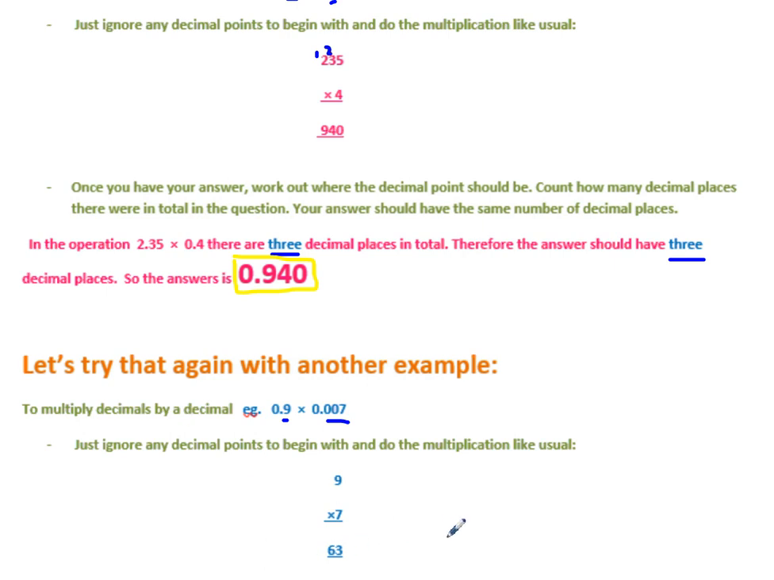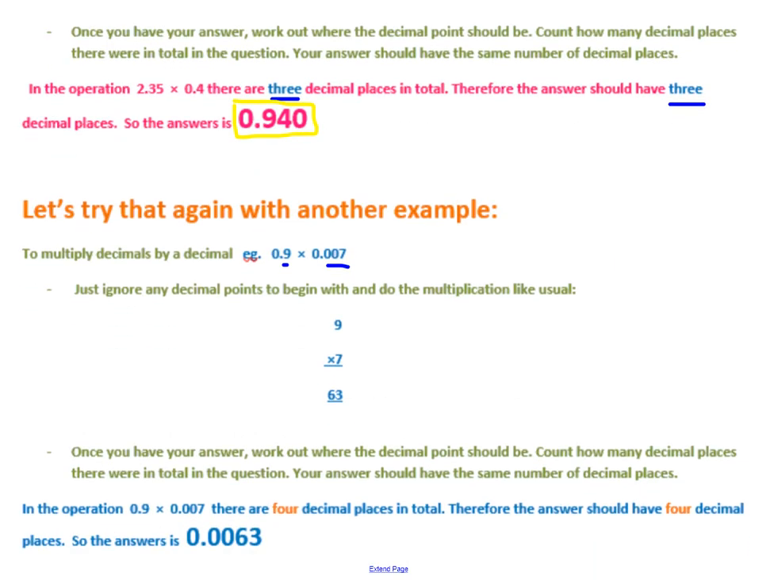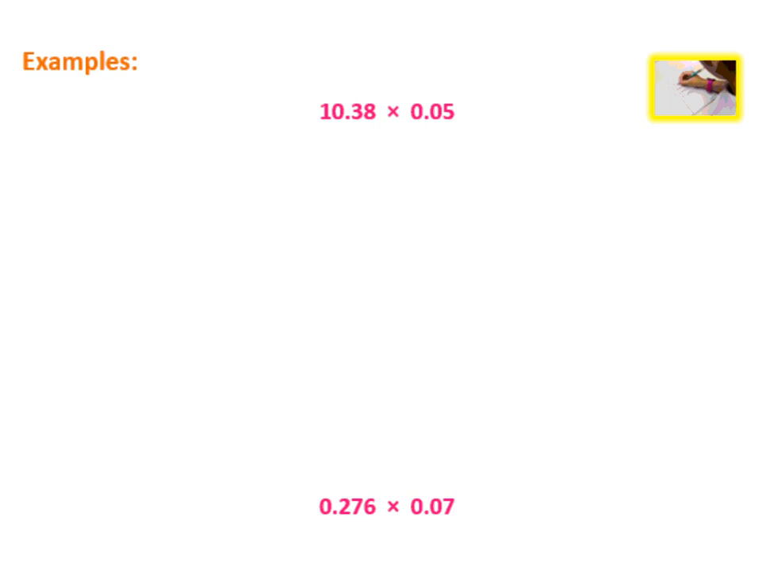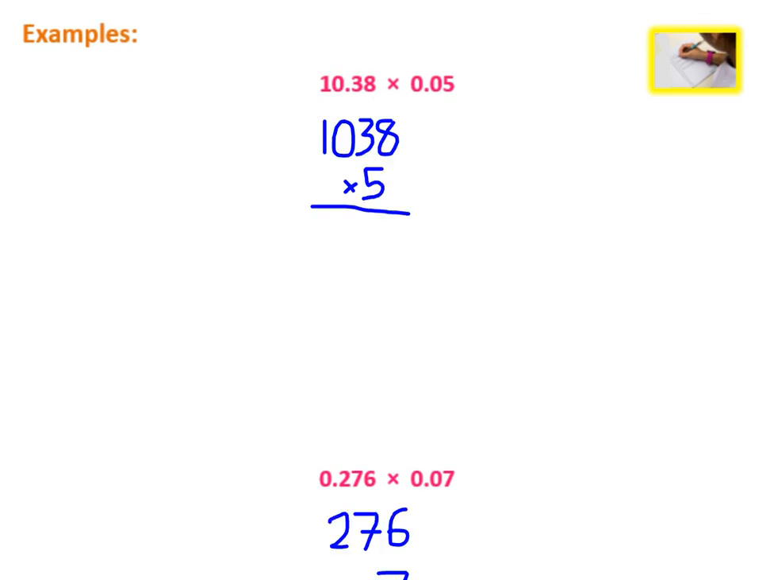You would do 0.0063, so you might need to insert some zeros. So in the operation there were 4 dp in total, therefore your answer must have 4 decimal places. So don't write .63, write 0.0063. You need to put the zeros at the beginning. So just make sure that you've got the zeros at the beginning and not afterwards. It's important that the zeros go at the beginning. Now, you're going to pause and you're going to try some of these by yourself. So make sure to pause now and then check your answers afterwards.